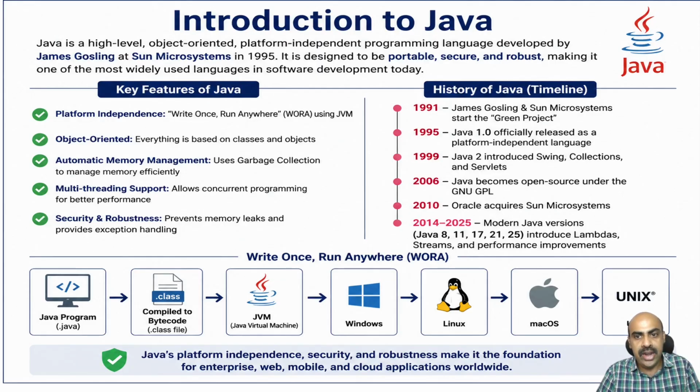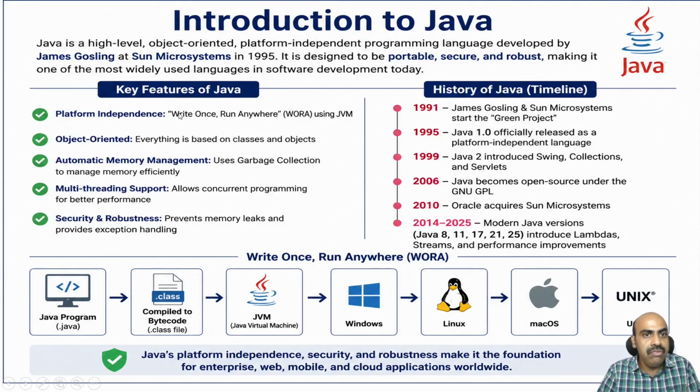We have seen a lot of the latest versions now, which support lambdas and streams, and many performance and memory improvements have happened. By 2010, I think, Oracle acquired Sun Microsystems, and that is how Java is currently managed by Oracle. If you want to download Java, you have to go to the Oracle website and download it, which you have already seen in the previous video.